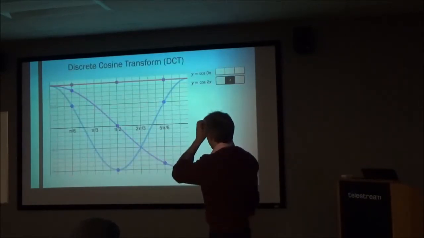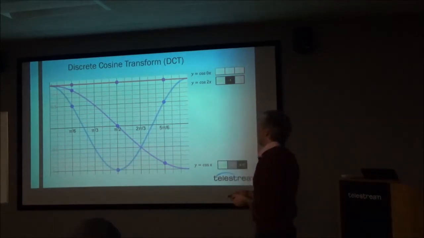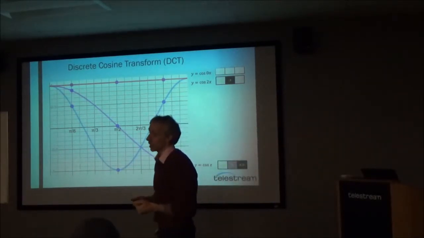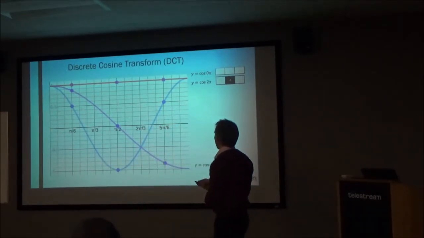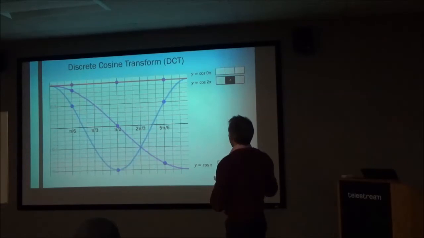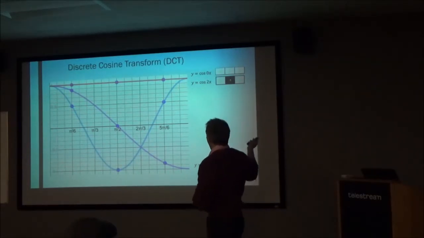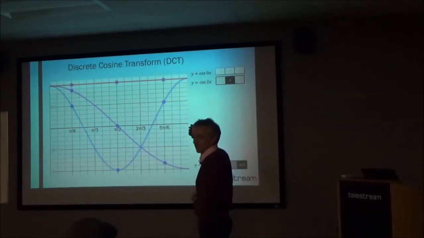Okay, so how did I come up with the patterns? This technique is called a discrete cosine transform, and the reason it's called that is that we use cosines to generate those patterns. So the red line there is the graph of y equals cos of 0x. Because cosine of 0 is 1, it's just a line of y equals 1 here.